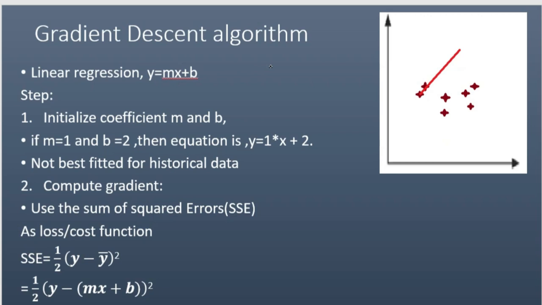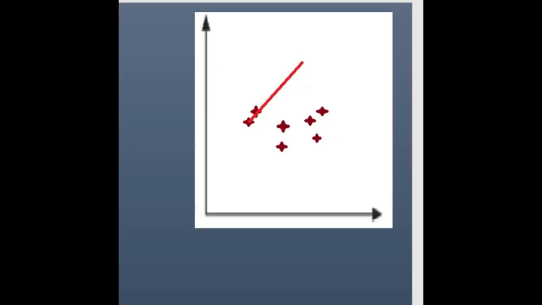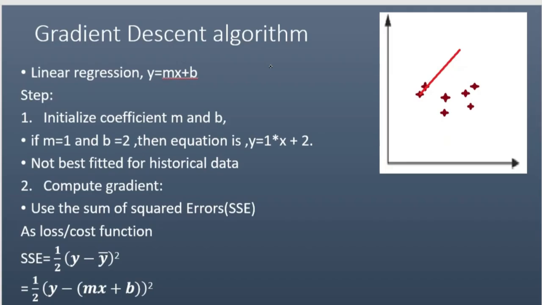And we can see that it is not a best fit for historical data. See, because they are very much scattered. So it's not best fitted line for historical data. So what you have to do, you have to compute the gradient. For this, we have to use the sum of squared error as a loss function. So total SSE is equal to 1/2 Σ(y − ȳ)².